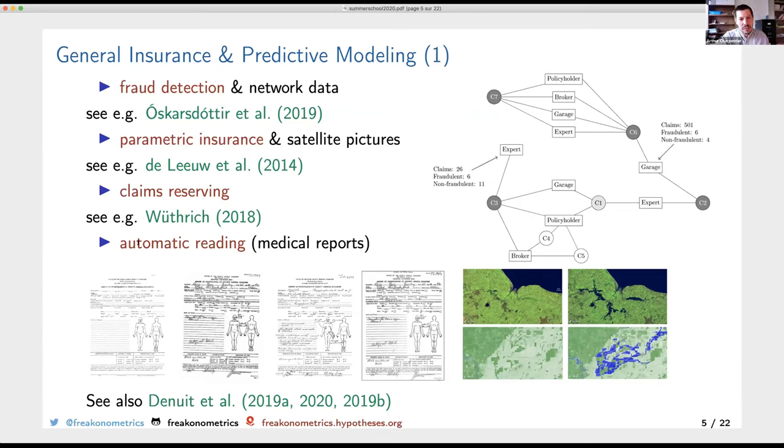The last one is about automatic reading. So the fact that in many cases, insurance companies get, in some cases, standard forms. So here you have medical forms that were filled in by people. So at least you know where you should look to get some data. The problem is that in some cases it's handwriting. So it's very difficult to see what's going on.